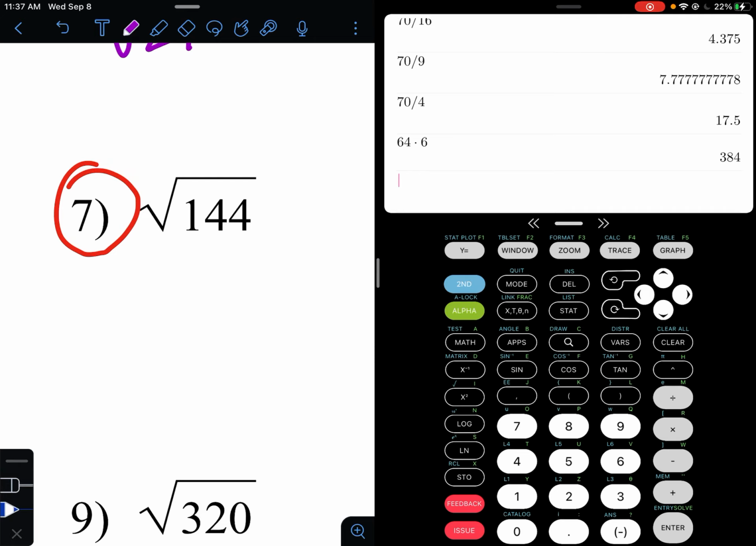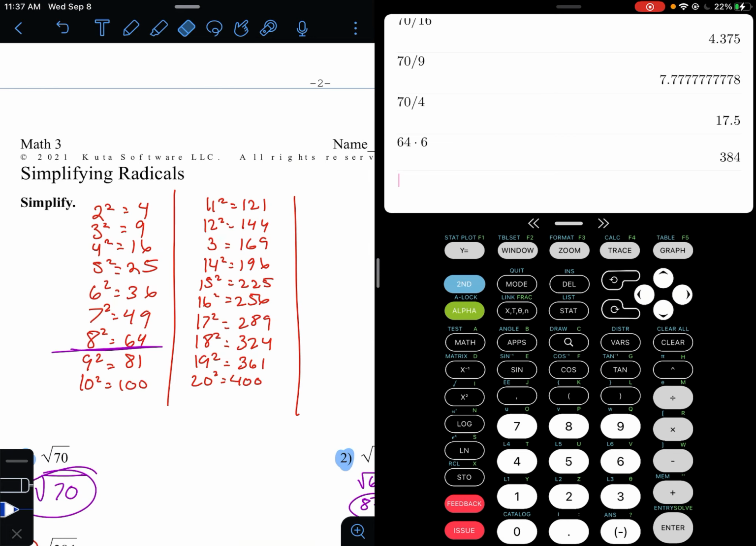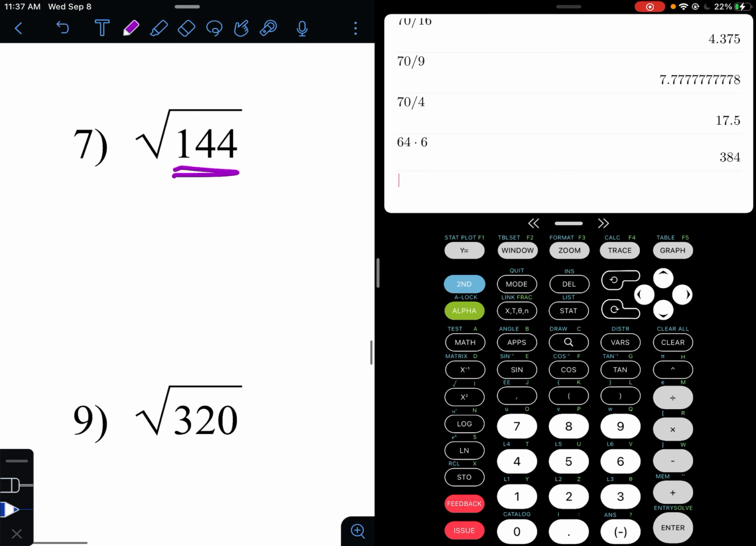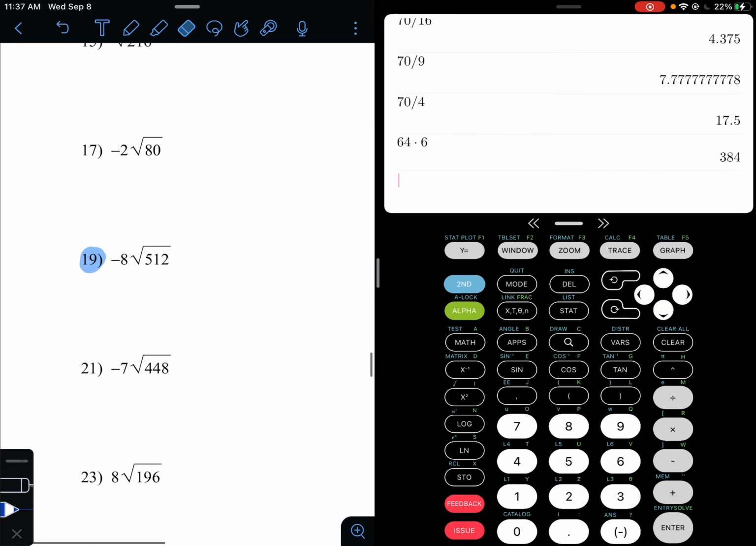Now this one, do you see how 144 is on the list? 144 is right there on the list. Ooh, I didn't mean to erase. So the square root of 144 is just 12. And hopefully you guys remember that, right? You would just put 12 for that. Awesome.